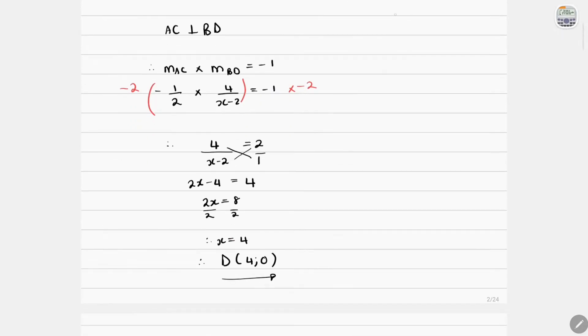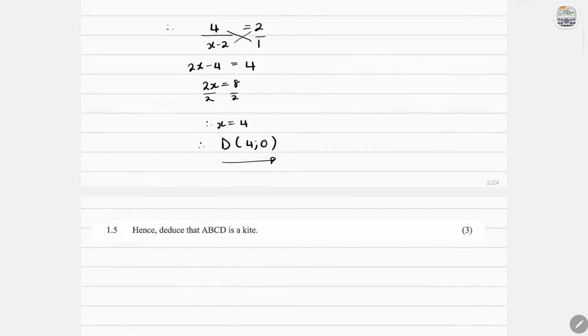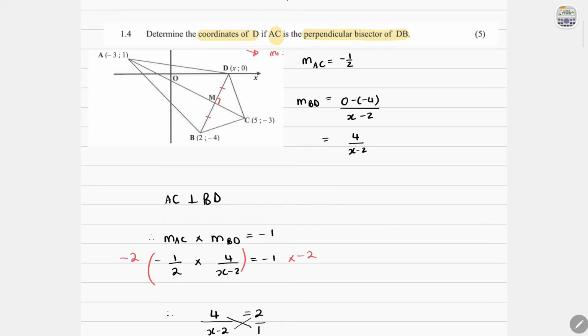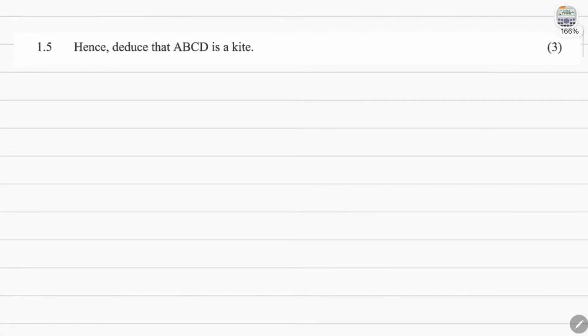Moving on to the next question. Question 1.5 says, hence, deduce that ABCD is a kite. So prove that this, or really just conclude that this shape is a kite. So it's still proving really. How do you conclude or show that this shape is a kite? How do you prove that a shape is a kite?